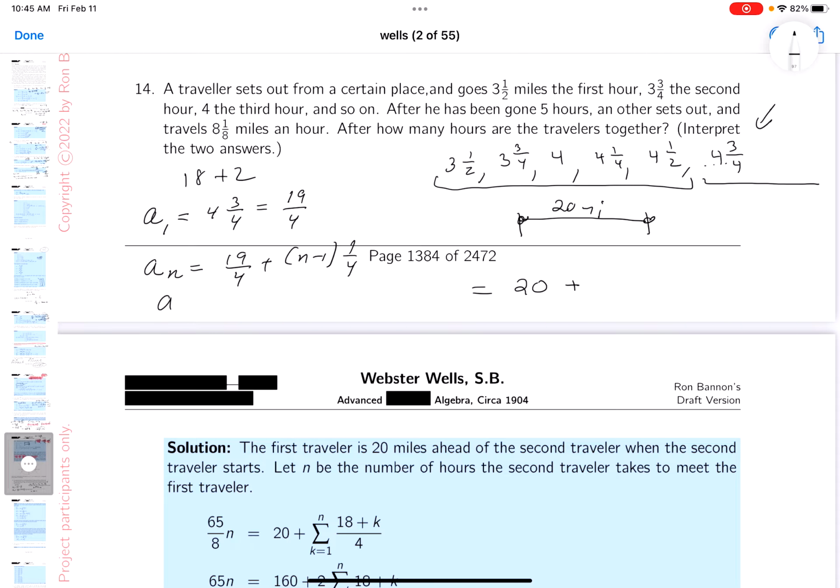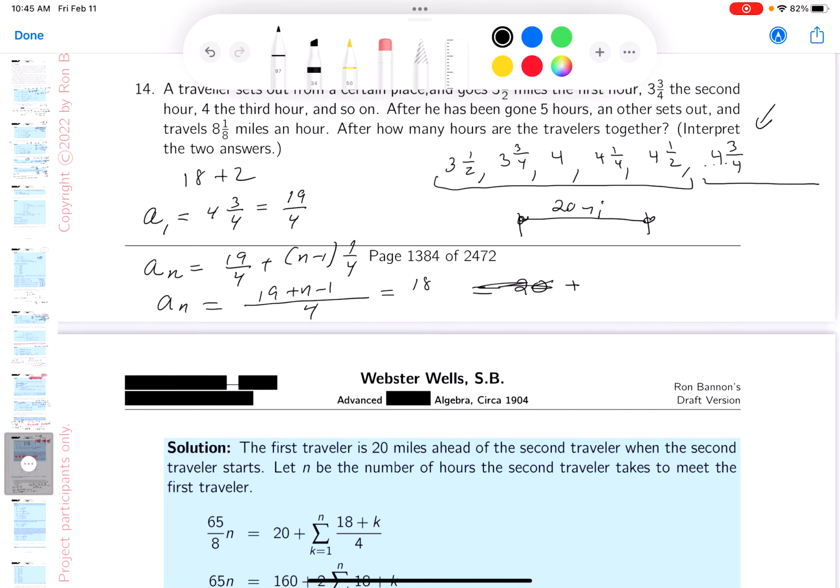Let's write this down. So AN, that would be 4 as a common denominator. You would get 19 plus N minus 1. That's not so bad. You can get 18. Whoops. Let me realize I'm running into this thing over here. I haven't gotten there yet. I'll have to erase that. I'll come back to that later. So it's going to be 18 plus N. Whoops, forgot I had my eraser going. 18 plus N over 4.